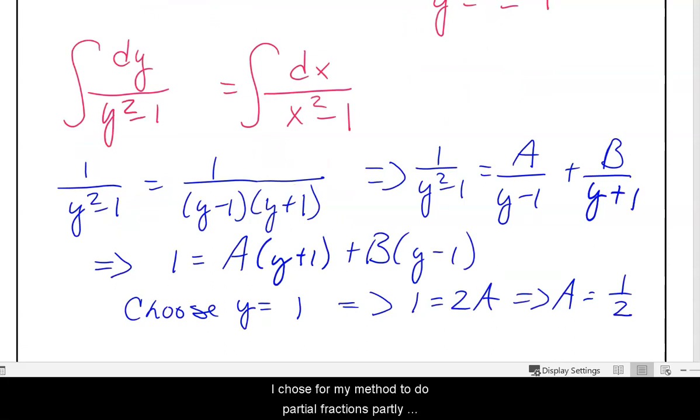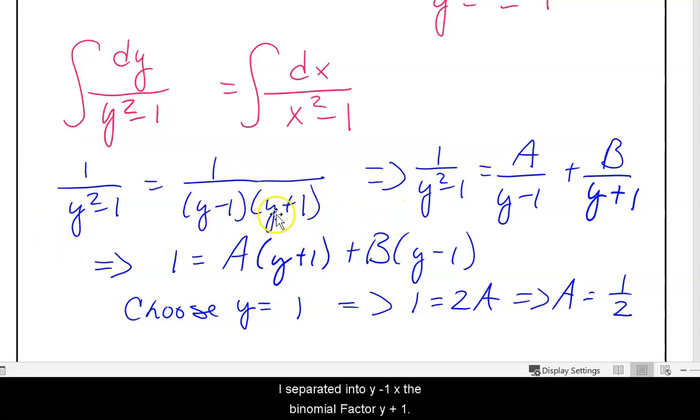I chose for my method to do partial fractions, partly because I recognized that what I had on the left in the rational function, 1 divided by y squared minus 1, was exactly the same as I had on the right, 1 divided by x squared minus 1. In that way, I could serve two purposes at the same time by solving the first one and using the same constants A and B for the right side.